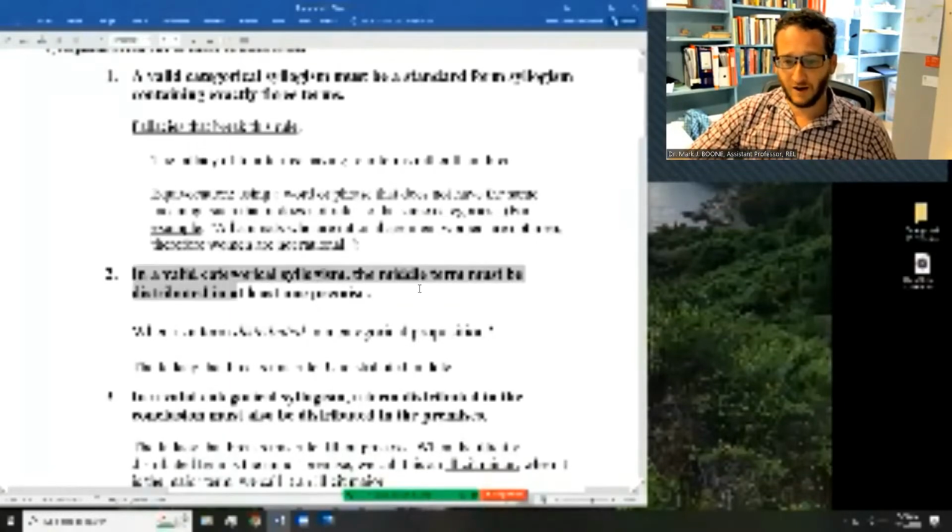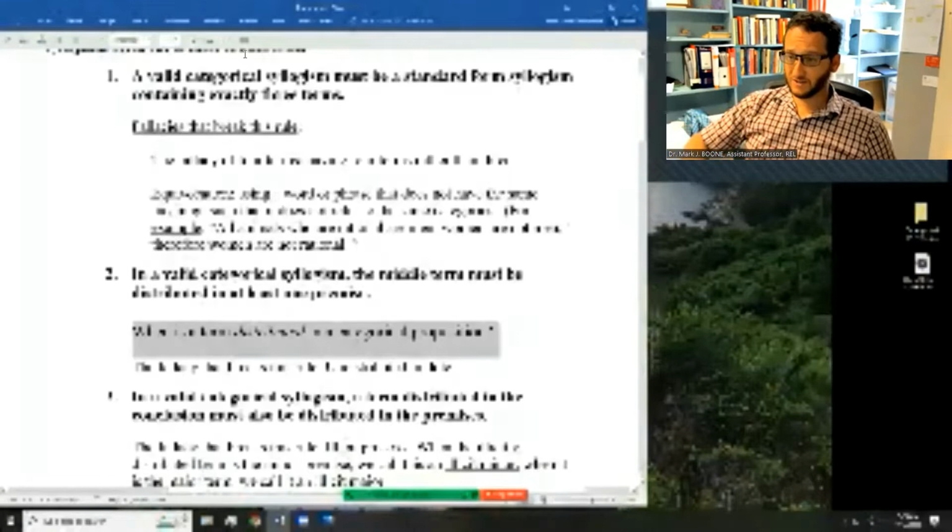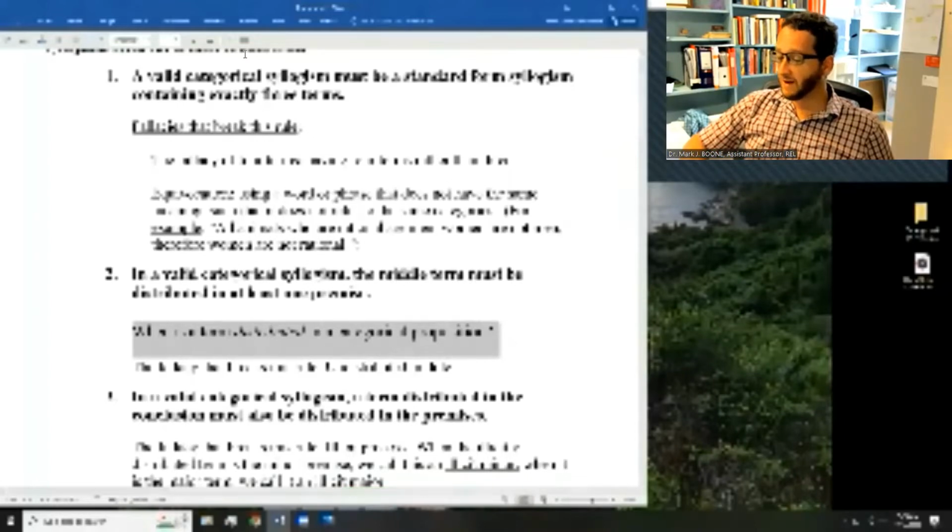Rule number 2: in a valid categorical syllogism, the middle term must be distributed in at least one premise. Now, I think we should review this because it probably hasn't come up since quite some time ago when we first introduced categorical propositions. A term is distributed in a categorical proposition when the proposition says something about every member of the class denoted by the term.